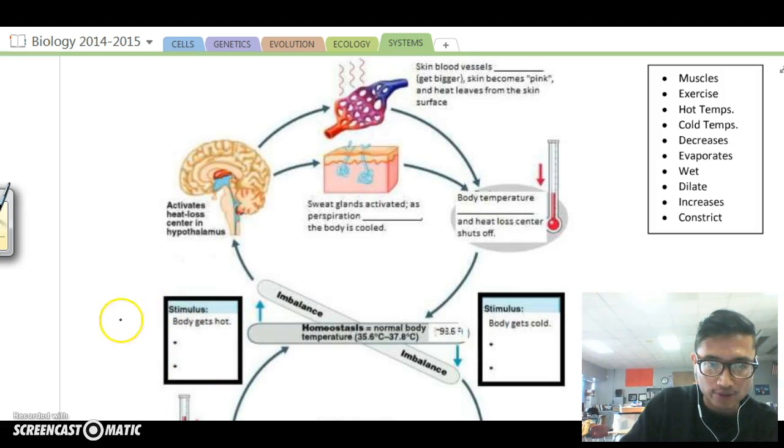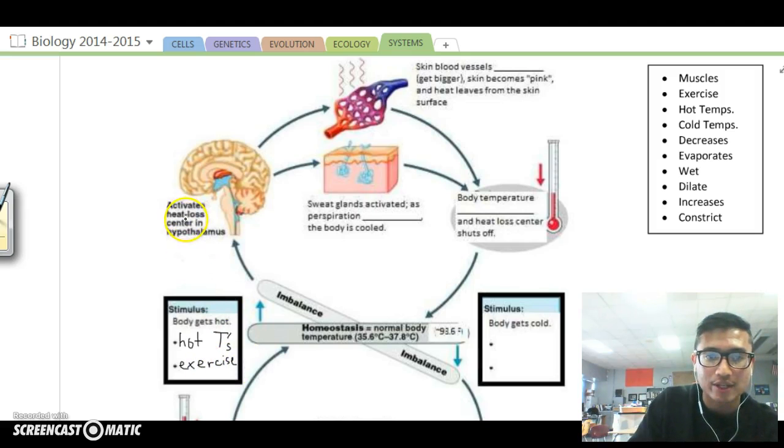So if our body gets too hot, there's a couple of ways that could happen. One is that there's just hot temperatures outside, okay? Summer is just around the corner. We still have to jump over spring break, but we're almost there. So if we have hot temperatures, that's definitely going to increase our body heat. And then also if we're running around exercising, that's also going to increase our body heat.